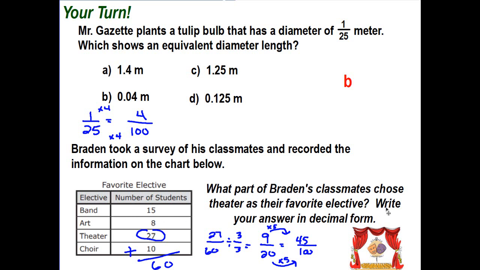First, you had to determine what the fraction was. We wanted to know what part chose theater. Well, we know that 27 chose theater, so that's the part of the fraction, but then you had to add up all of these numbers to get the whole. So the fraction that you started with should have been 27/60ths. And then once you change that to a decimal, you would have gotten 45/100ths. Okay, if you got any of these wrong, go ahead and pause, take a look at your work.